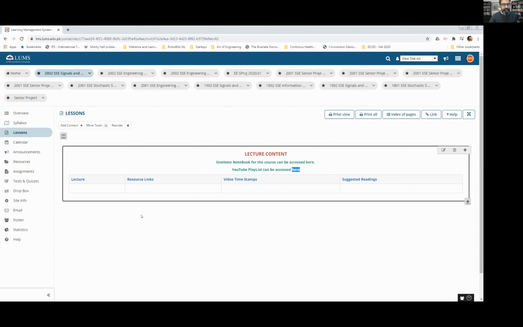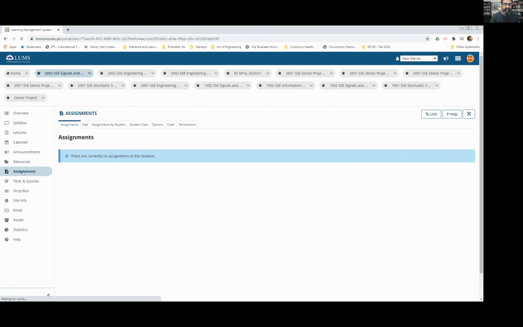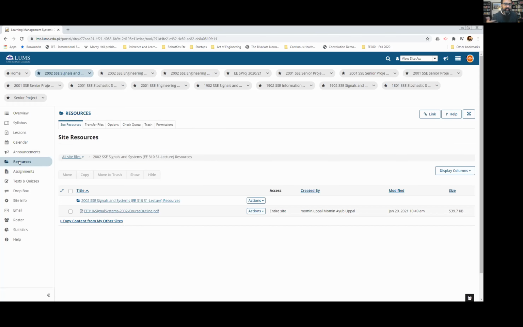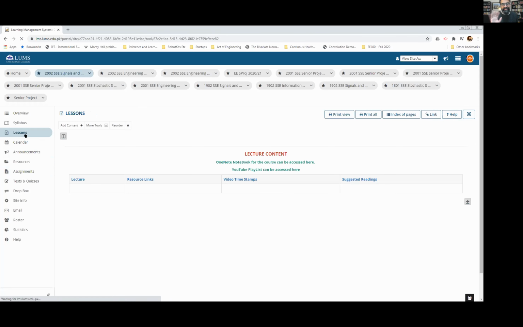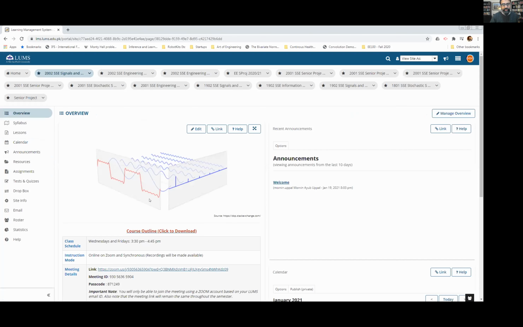So the other tab that you're going to be using quite a whole lot is Assignments. Of course, there is nothing here yet. All of the assignments and the exams are going to be managed through this tab, or perhaps Tests and Quizzes, I'm not sure yet, but most likely the Assignments tab. And the others, I think you're already familiar with. Resources is where all the files are going to go. However, the links for all of those files are going to be available in Lessons. So Lessons is perhaps the one-stop shop that you're going to have for everything related to the course. Okay, so let me go back to the overview and go through the course outline.